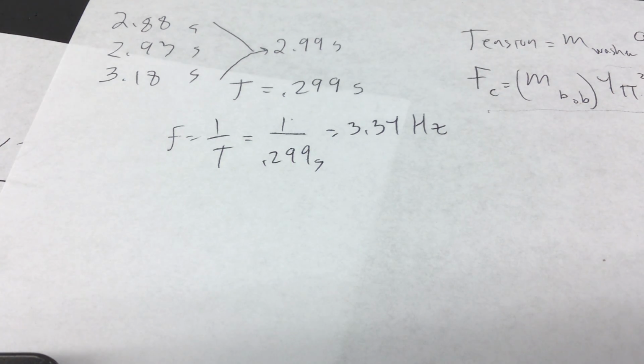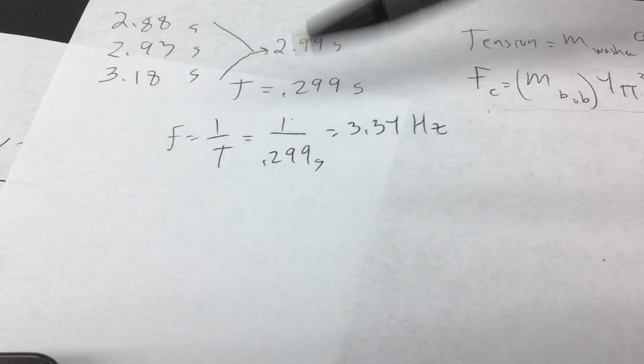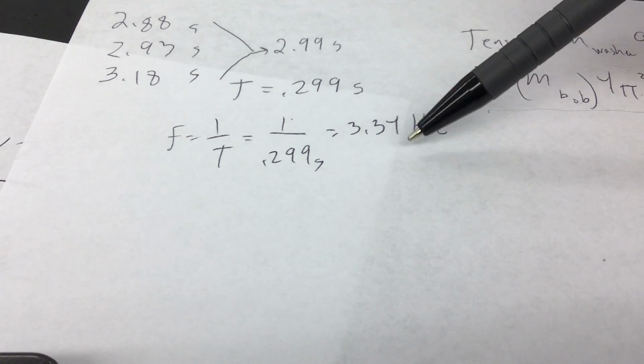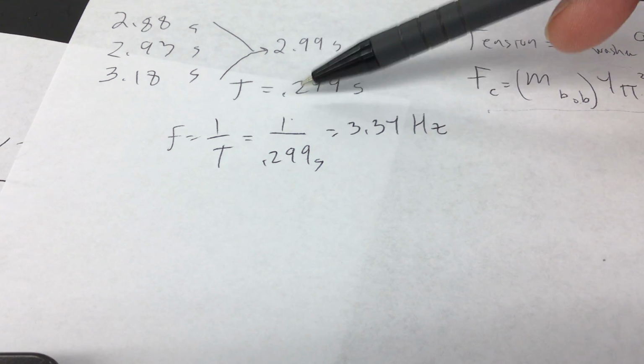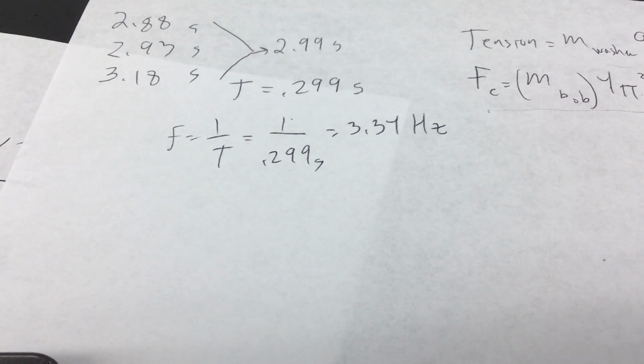And again, the units are either 1 over seconds or hertz. Hertz is the standard way of saying frequency, a regular frequency, not angular frequency. Angular frequency would be in radians per second, and there's a 2 pi difference. Okay, so that's a frequency f. So what does this mean? It means a little over 3 times a second the bob went around. Each rotation takes 0.299 seconds. That's the period. So that's an inverse relationship.